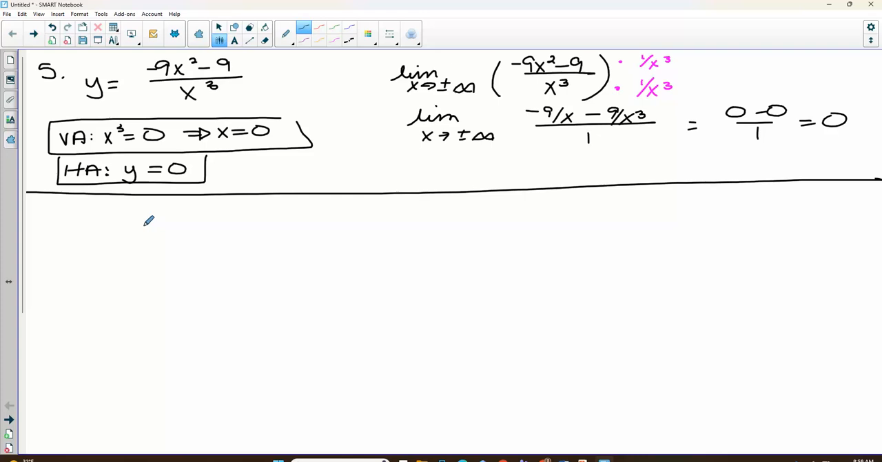That's our asymptote bit. Next, we need critical points. So we have to do our derivative. I think it's easier to go ahead and just do quotient rule versus trying to break this up. So low d high, derivative of the top is negative 18x, minus high d low, over low squared.